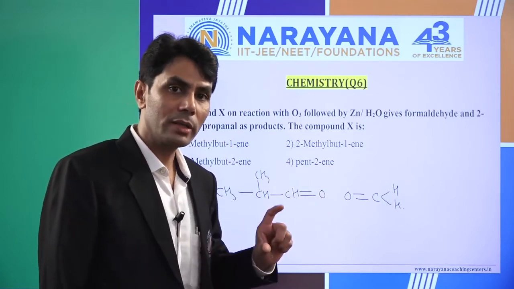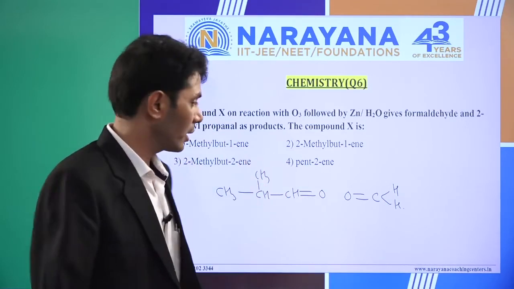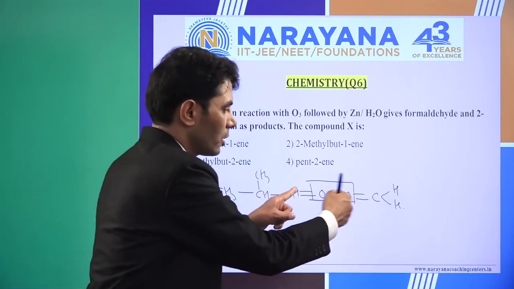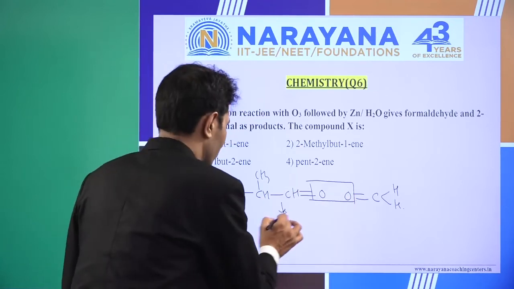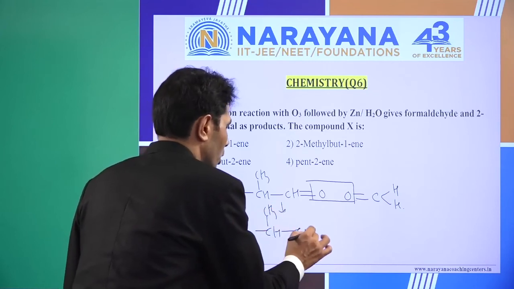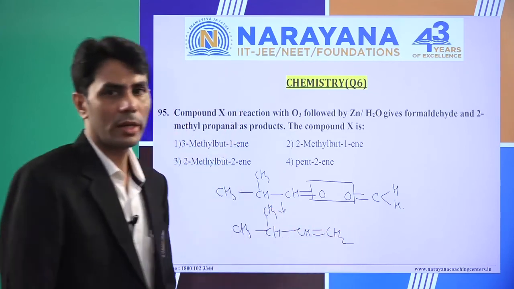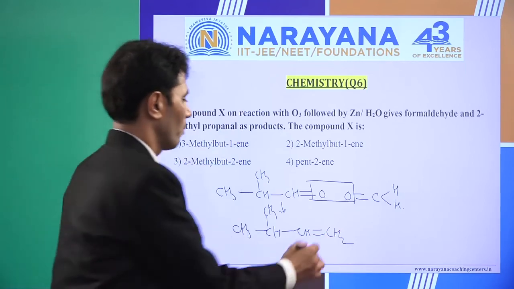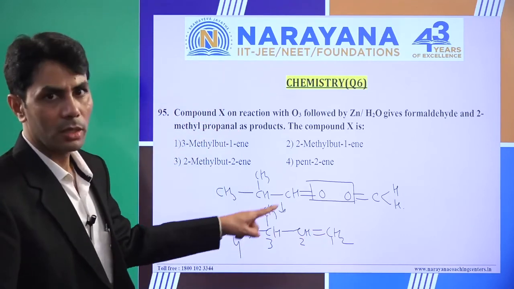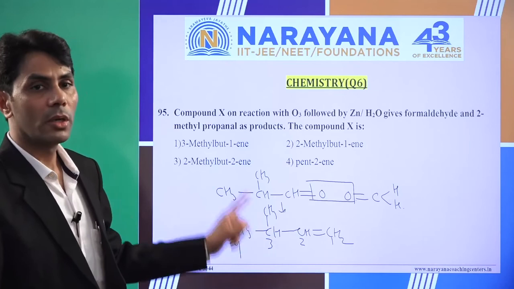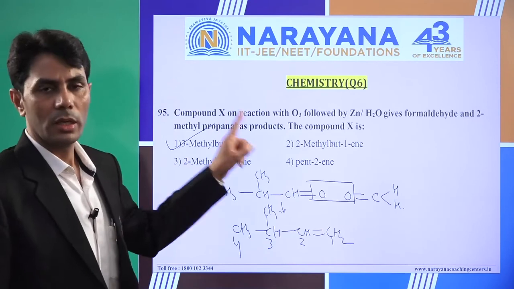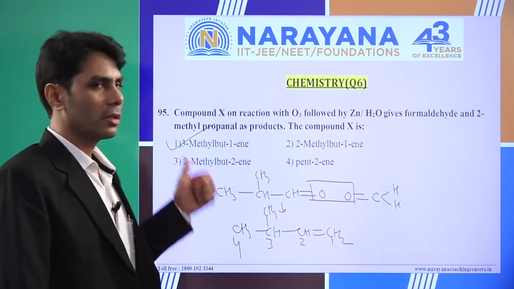So how can we find that particular alkene, that compound X? Just remove this O and just join these two carbons. You will get the final product. So what will it be? CH3, CH, CH3, CH, double bond, CH2. Right? So what is it? 1, 2, 3, 4. It means 3-methyl but-1-ene. It is given in the first option itself. Okay. So the correct answer is the first one.